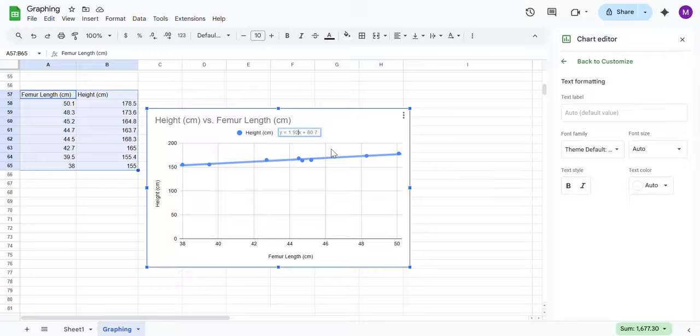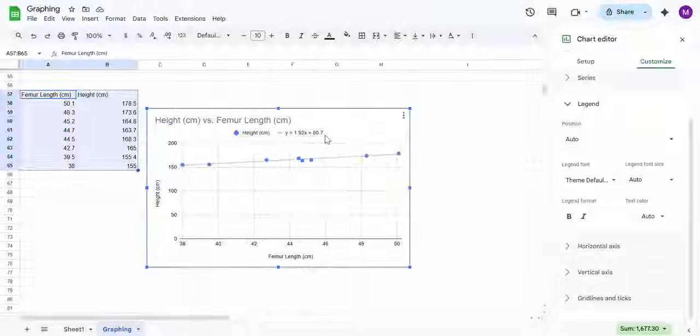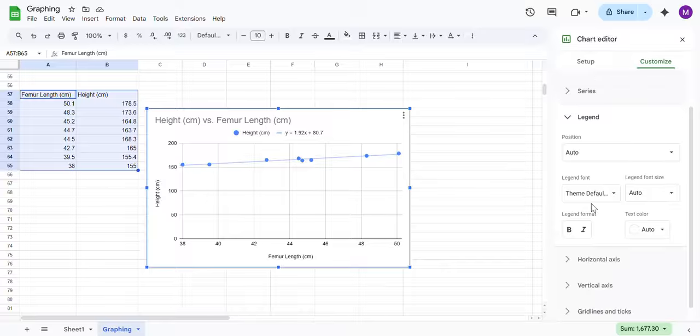You can take away the asterisk if you know that the 1.92 x is like multiply. You can leave it in, that's okay. So now you have your line of best fit, y equals 1.92x plus 80.7, okay? And so if I wanted to find out what the height would be for something with a femur length of 46, I would take 46 and plug it into my x value, and then I would be able to solve for y, which would be my height. And that's basically how you use your line of best fit.